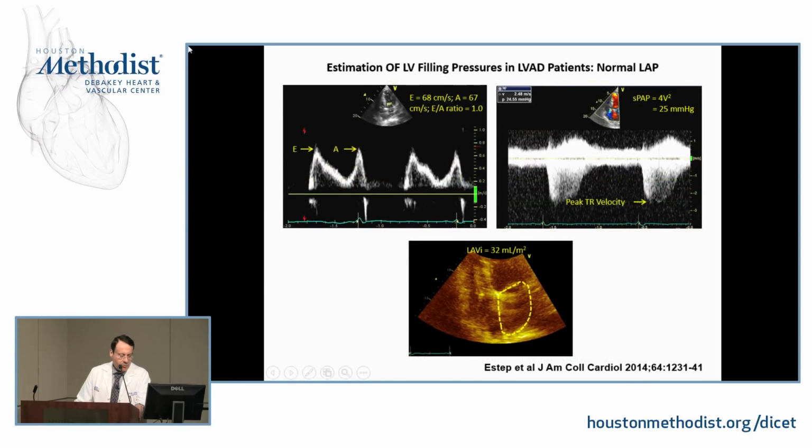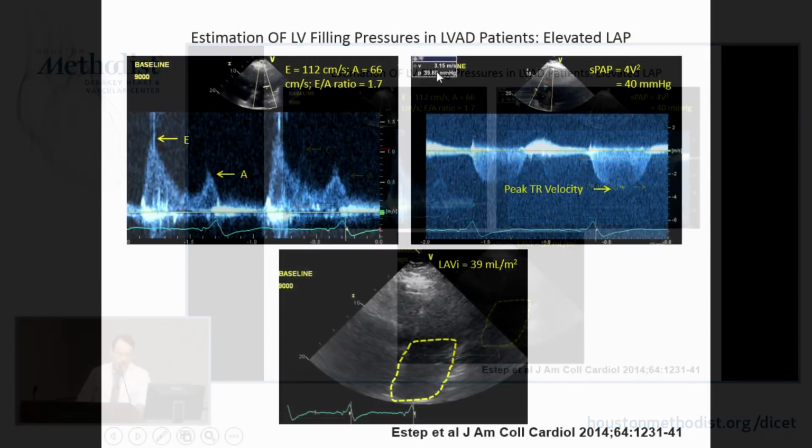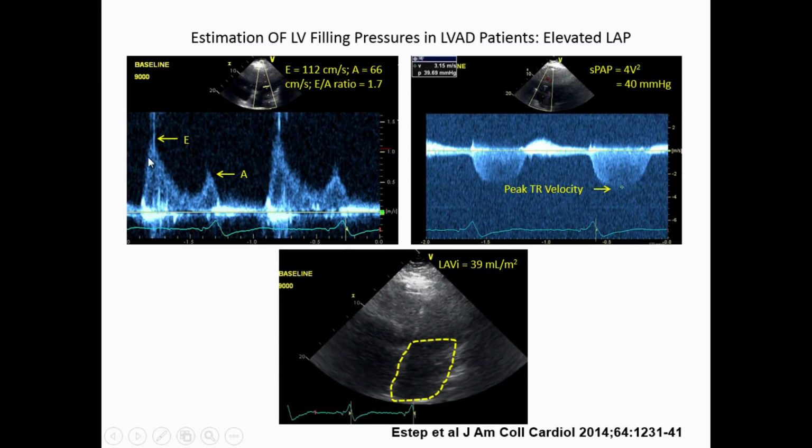And that's an example of a patient who has a normal LAP with an LVAD, whereas this patient has a PA systolic that is clearly elevated without adding the RAP. We are at 38. Notice the E to A ratio, and the LA that was enlarged.